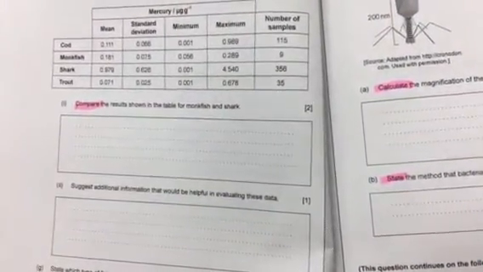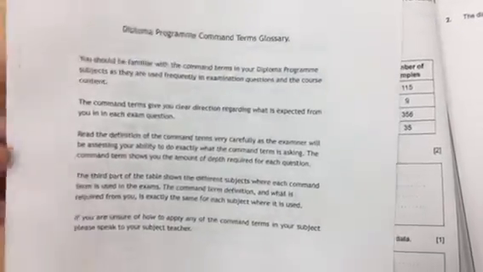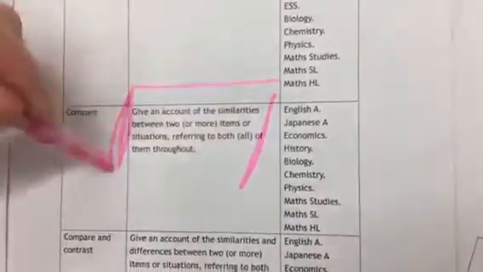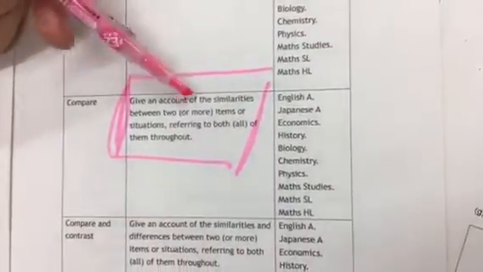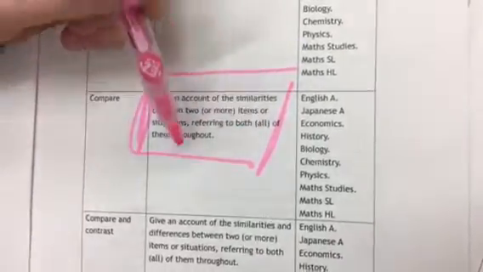So what I've done here is I've produced a command term glossary, which I think is a good idea for you to do, and please email me if you'd like me to get this to you. But if I'm looking at my command term compare, what I'm going to do is read, and this is what the examiner's looking for. Give an account of the similarities between two or more items or situations, referring to both of them throughout.